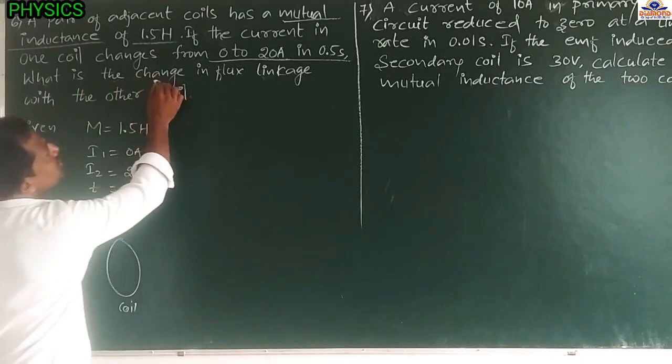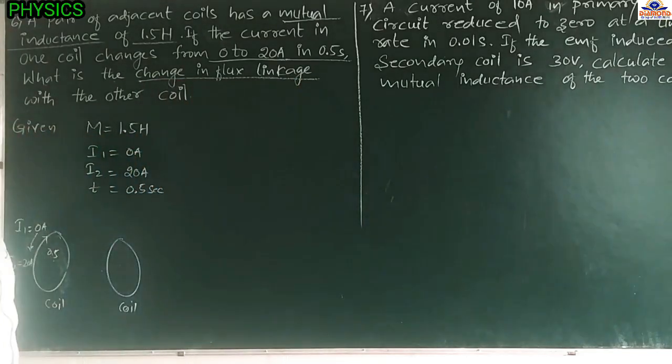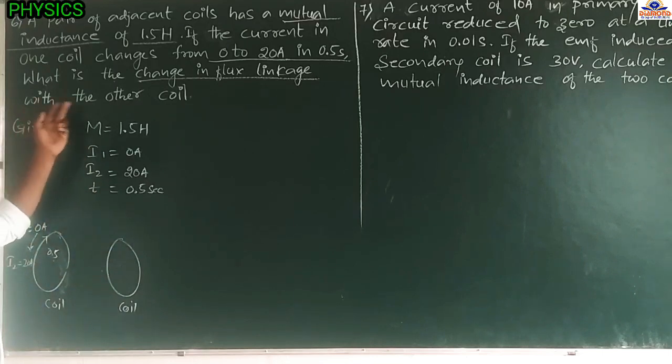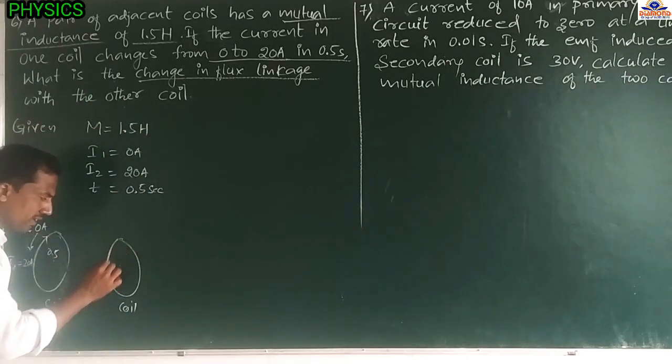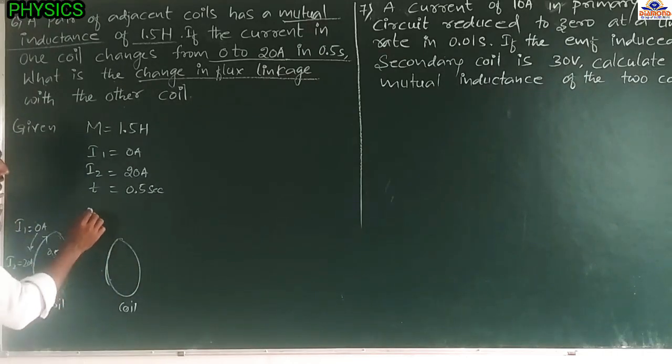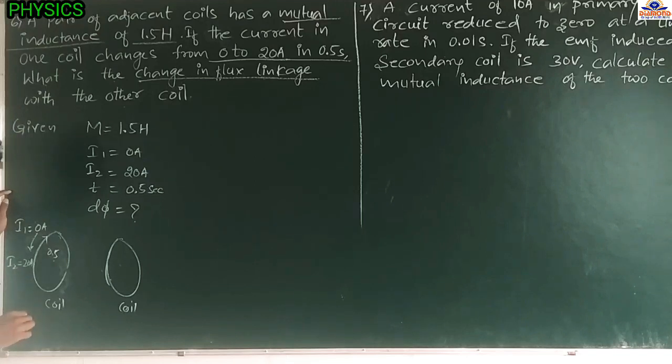What is the change in flux linkage with the other coil? What is the change in magnetic flux linkage with the other coil? Change in flux means d phi equals question mark.